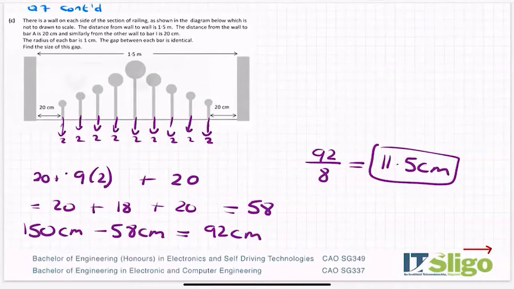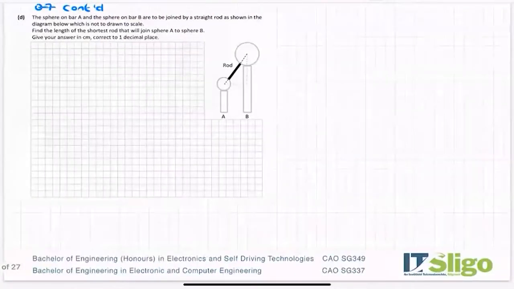Okay, that's the answer. That, strangely enough, was worth 15 marks. And I would imagine that's because the last part in this was actually a really difficult question. So this part is only worth 5 marks.